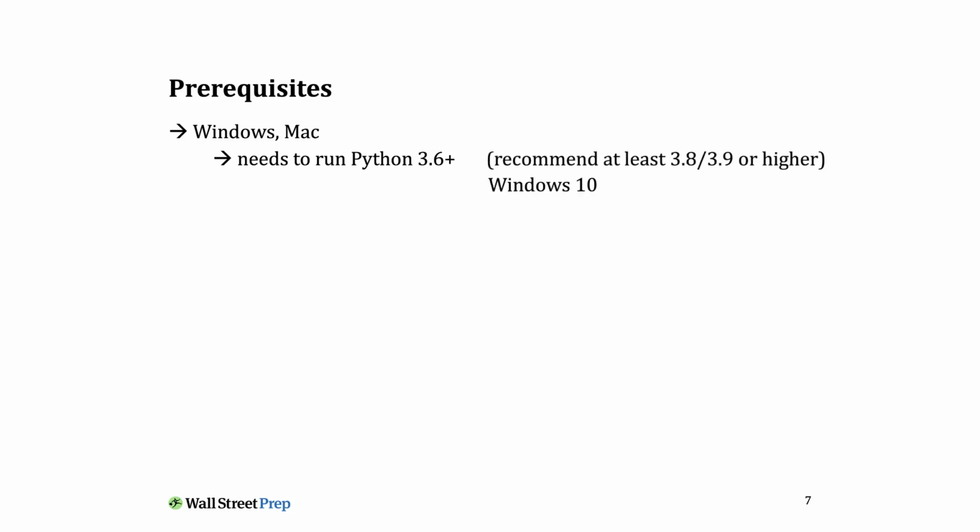Now, there are some prerequisites to this course. First of all, you'll need either a Windows or a Mac machine, because we need to be able to run Python 3.6 and above. As of recording this video, the latest version of Python is 3.9, and this is the version of Python that I'm going to suggest that you install on your machine. But at the very least, you should be using Python 3.6 and above. Which means that for Windows, you're going to need a Windows 10 machine. And then for the Mac, you need Mac 10.9 or higher.